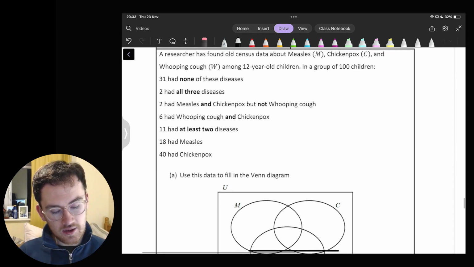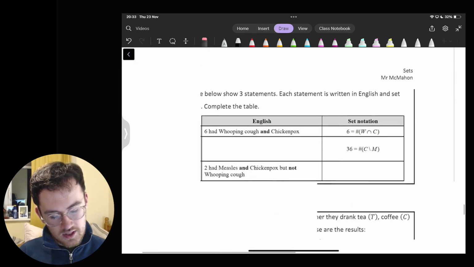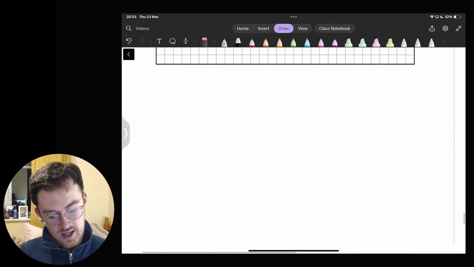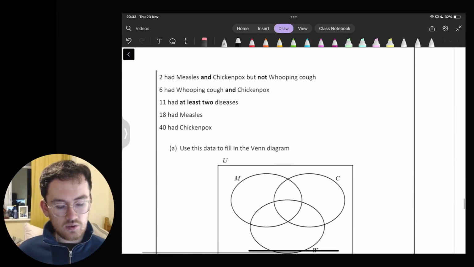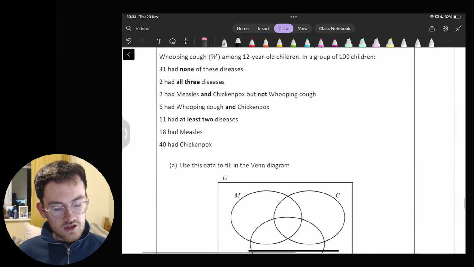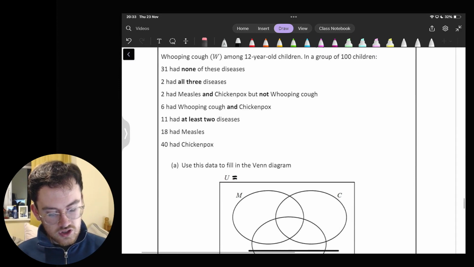So we're looking now at a researcher. I think we have another question or two to look at here. Yeah, just 2 more. So we'll look at the last two quickly. We're looking at different types of diseases here. So there's 100 people altogether, 100 children altogether.